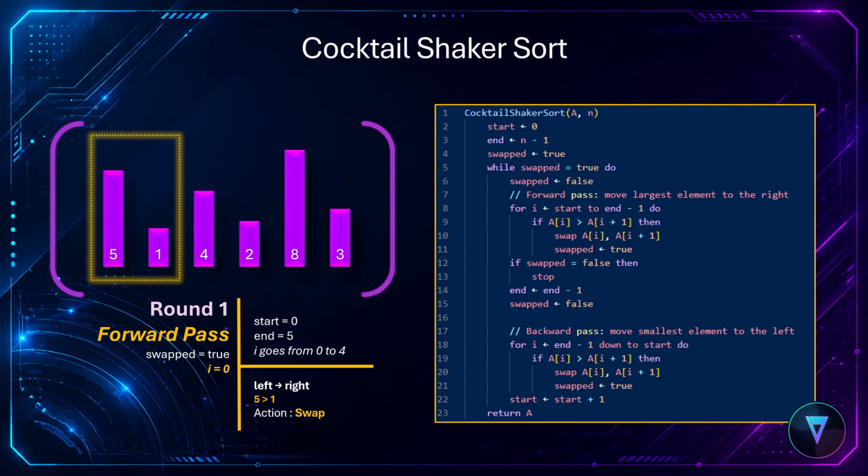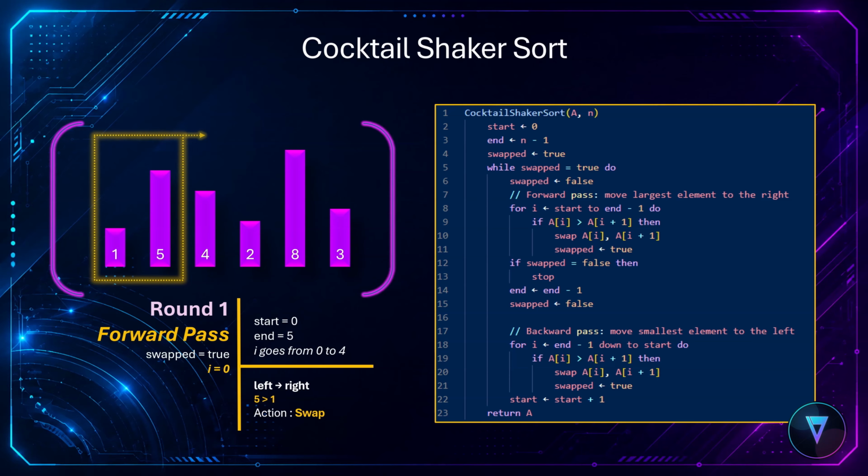We scan left to right across the array: 5, 1, 4, 2, 8, and 3. At i equals 0, compare 5 and 1. Since 5 is greater than 1, they swap. The array becomes 1, 5, 4, 2, 8, and 3.